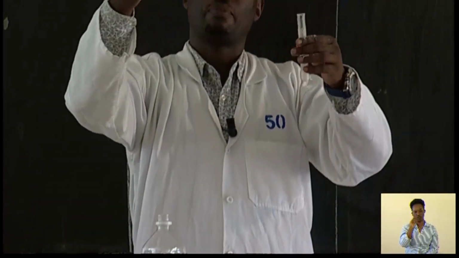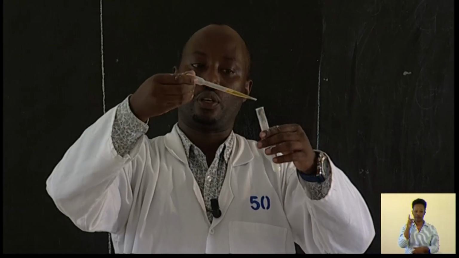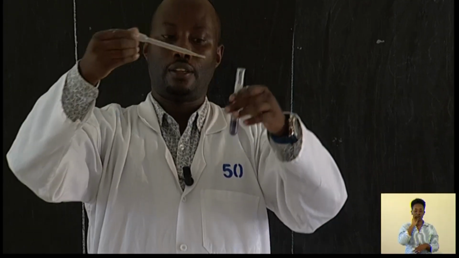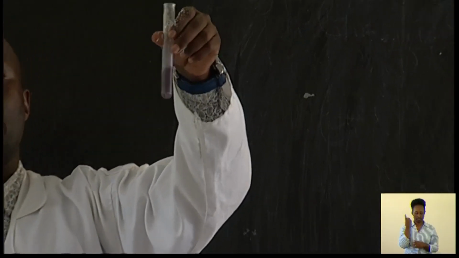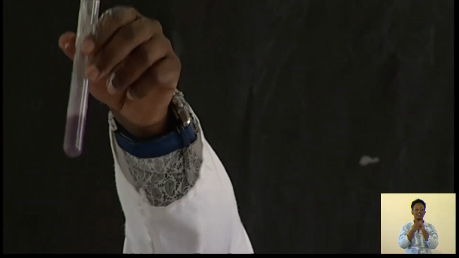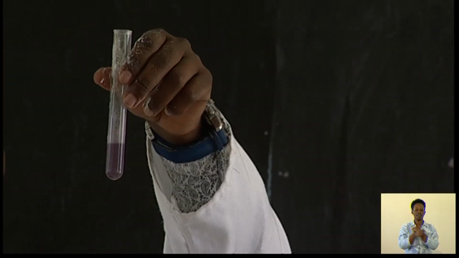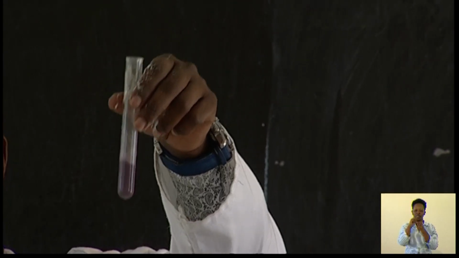This is the brown color of iodine solution. If I add it there, you can observe. The color is changing to a blue-black color, which indicates the sample contains starch.